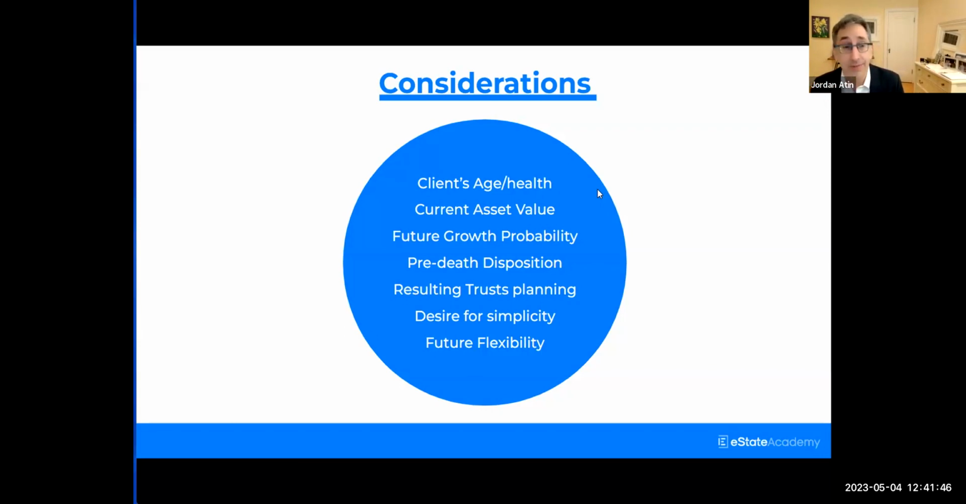The current asset value. Again, you're saving probate tax by doing a secondary will at 1.5% of the value of that asset. If that asset is worth $1,000, you're not going to run out and try to save $150, or $15, sorry, on that. If it's worth 100 million, you are, obviously. Okay.